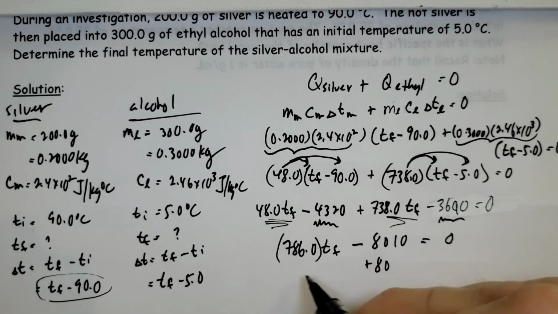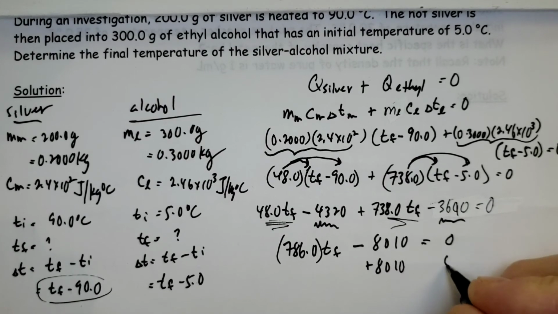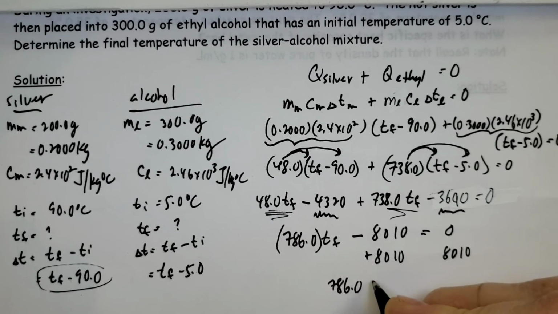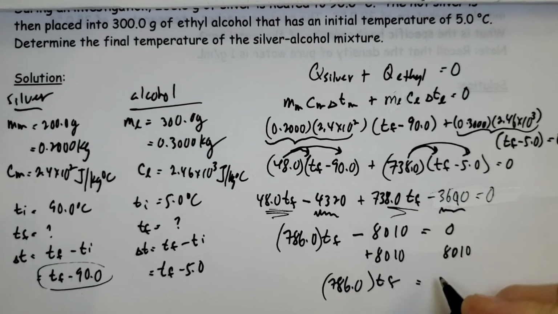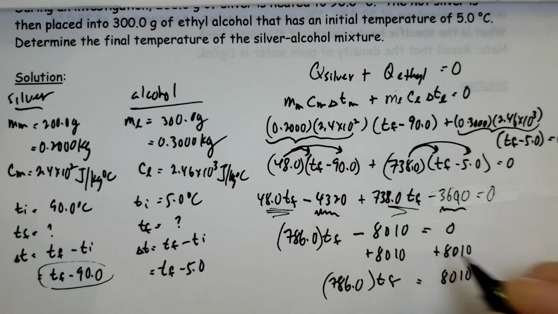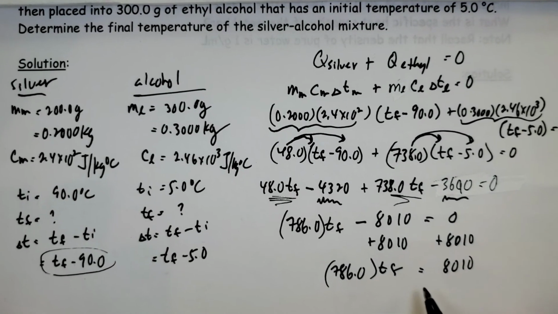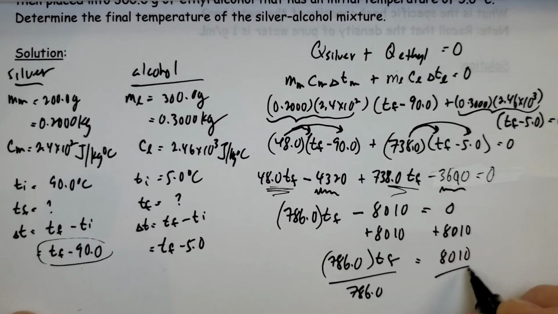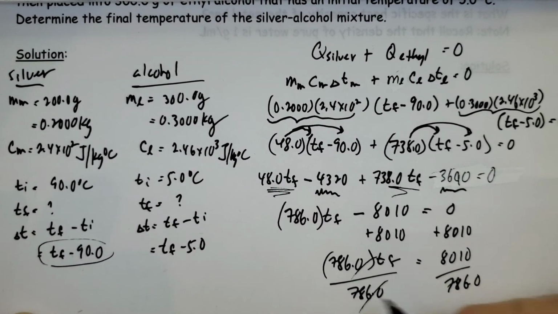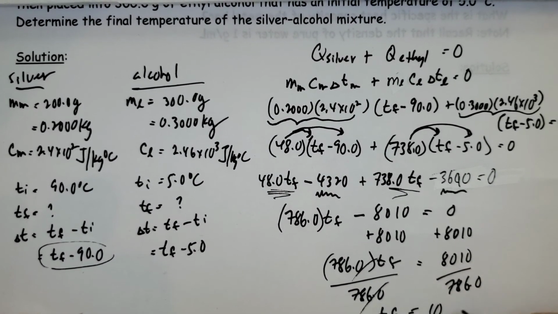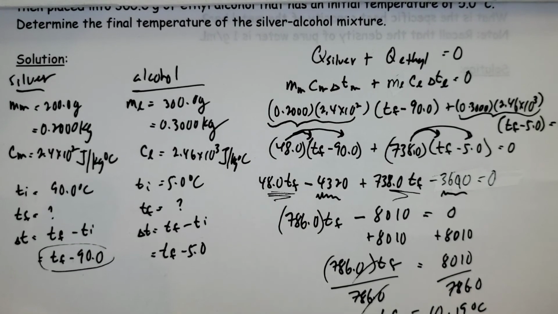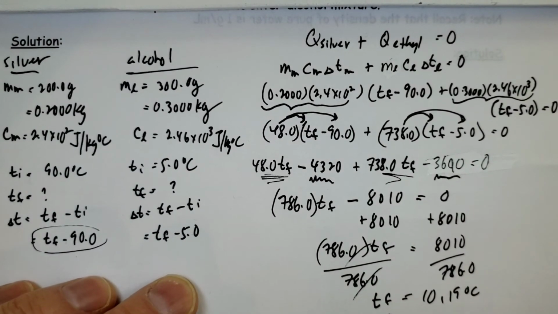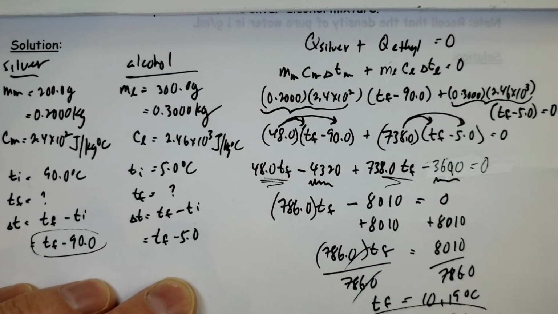So to get this term by itself, I'm going to have to move the 8010. So 786 multiplied by TF is equal to 8010. Then divided by 786. And TF is 10.19 degrees C. I think I rounded it off to, let's see here, 2 sig figs. 10 degrees C.